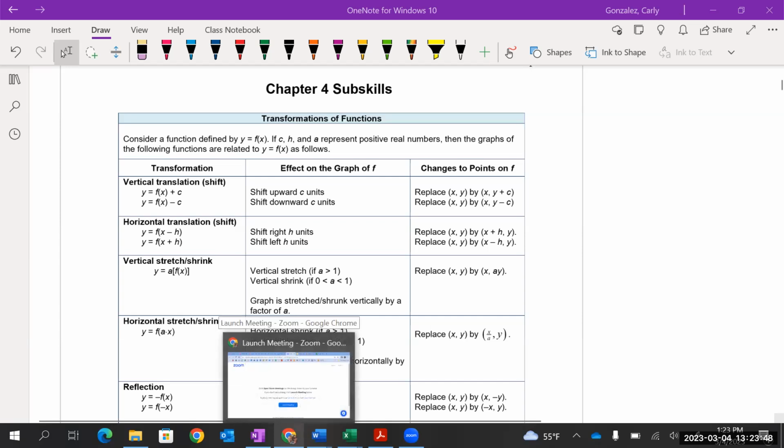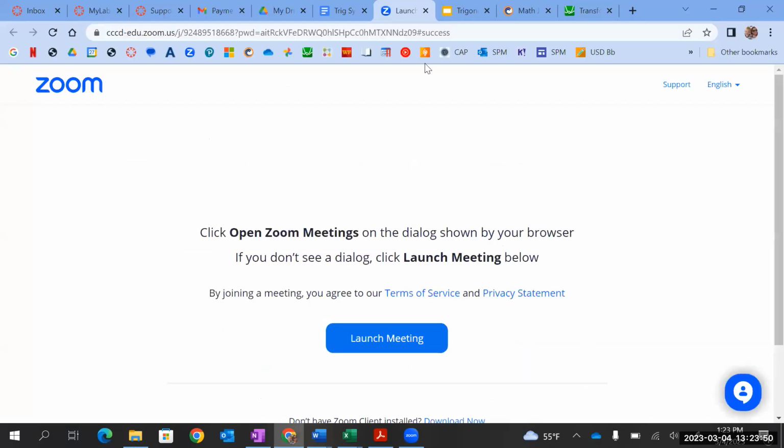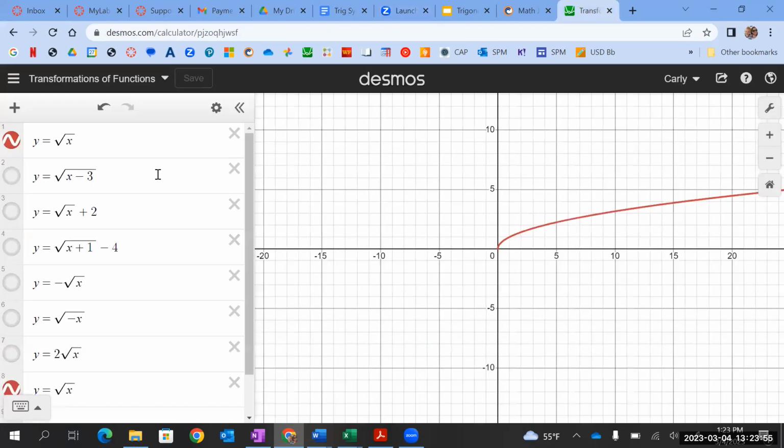I'm going to utilize Desmos, and we're going to use the parent function of y equals the square root of x. And here is a graph of y equals square root of x. We could always plot points to determine this graph, but for now, we'll just take a look at what happens once we have this graph. What happens when we add to that square root function?